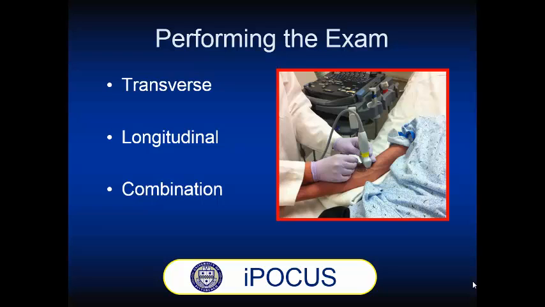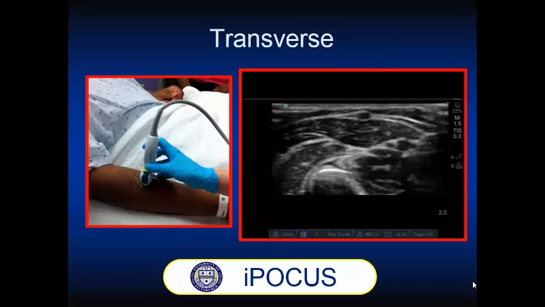Now we will discuss the techniques for performing ultrasound-guided venous access. There are three approaches to this procedure: the transverse approach, the longitudinal approach, and finally a combination of the two. Each approach has its challenges, and clinicians can select which is more preferable for them at the time of the procedure. We will begin by reviewing the transverse approach.